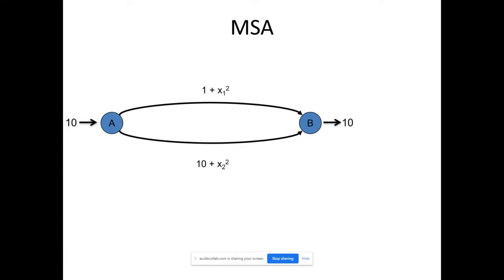So let's have a look at this easy example with two links or two paths and one origin and destination. There are 10 travelers who want to go from A to B, and we have the link performance function on each of the links.